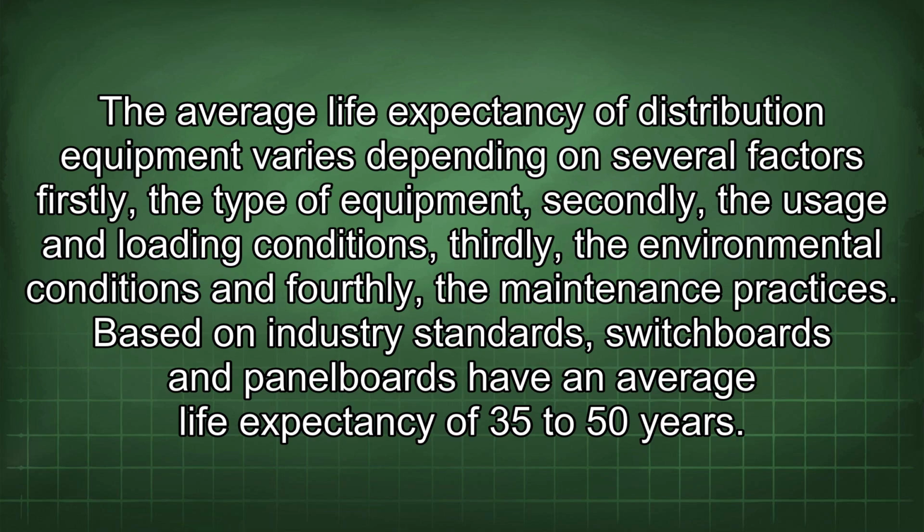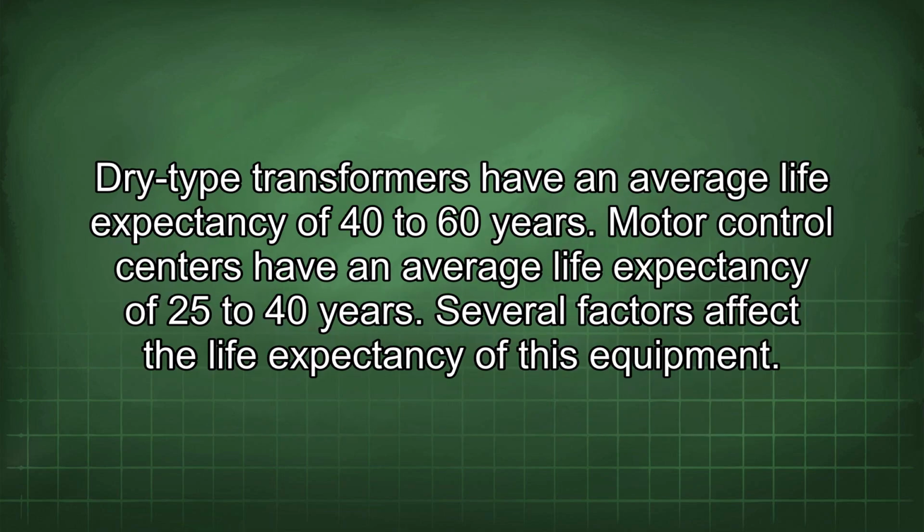Based on industry standards, switchboards and panel boards have an average life expectancy of 35 to 50 years. Dry-type transformers have an average life expectancy of 40 to 60 years. Motor control centers have an average life expectancy of 25 to 40 years. Several factors affect the life expectancy of this equipment.